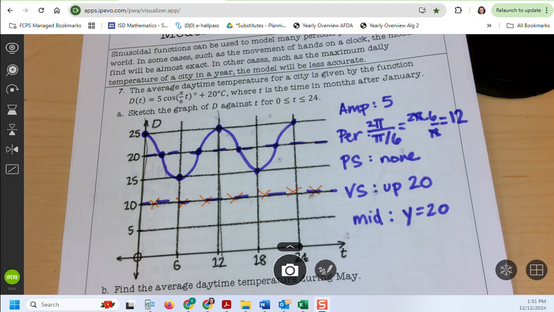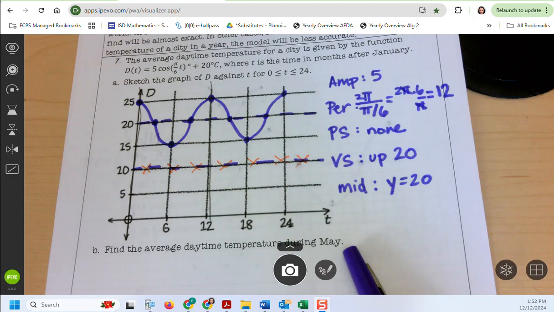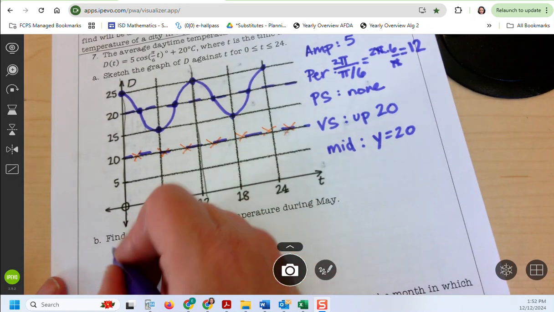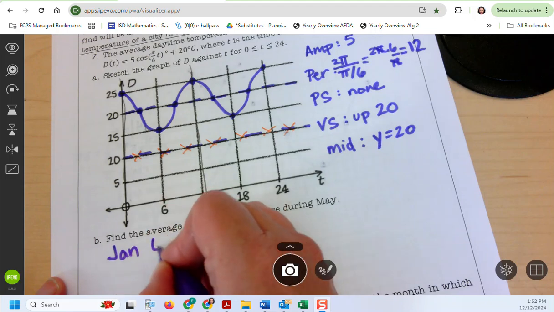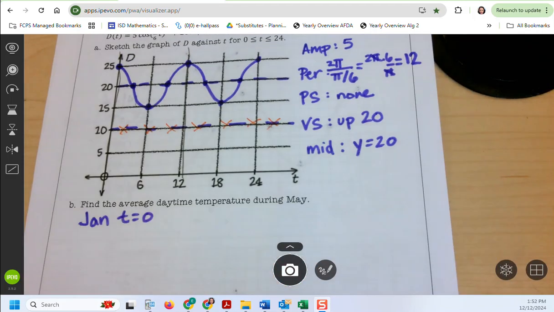Okay. The timing of this one is a little bit weird because you would think that May would be the 5th month. It is actually the 5th month. But it says T is time in months after January. So that means that in January, T equals 0. So if T is 0 in January and not 1 in January, that would actually make May T equals what? How many months after January is May?